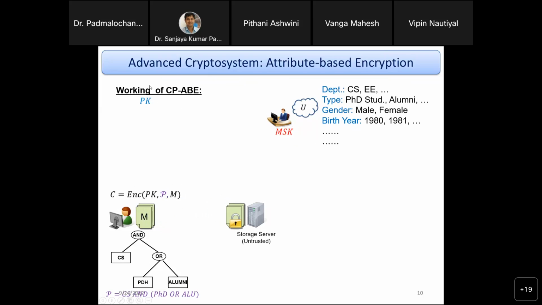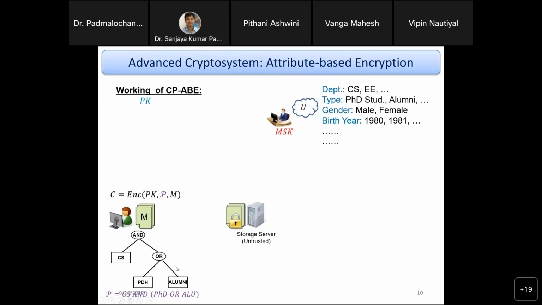Encryption happens how? We have the public key, the plaintext message M, and a policy. This policy is a data structure, basically a tree, which defines which attributes, or which combination of attributes, are eligible to access the plaintext. These three things are used to generate the ciphertext. So in other words, the key here is dependent on this policy tree.